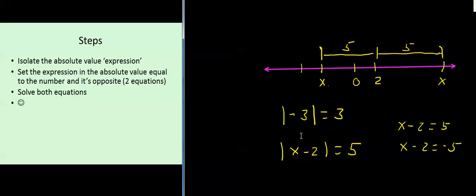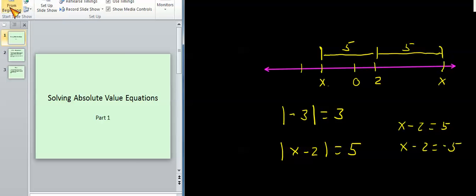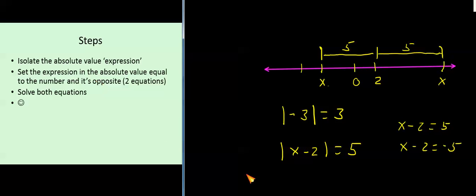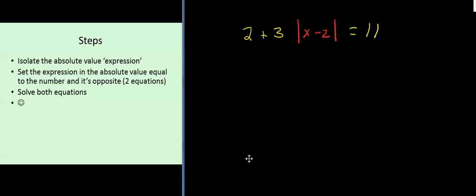So let's look at the steps and a quick example here. We have the equation 2 plus 3 times the absolute value of x minus 2 equals 11. I strongly encourage you to write the absolute value part in a different color, just like I did, because step 1 is to isolate that absolute value expression. I want to focus on what's in red, and I want to get rid of this 2 and this 3.